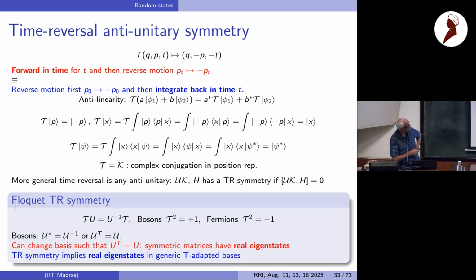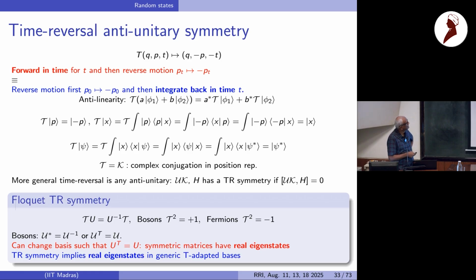So a canonical time reversal, for instance, is freezing position and reversing momentum and going back in time. What it actually means is that if you go forward in time for a time t and then reverse the motion, which means inverting the sign of the momenta, this is the same as first reversing the momentum sign at time 0 and then integrating back in time for a time t. These two states should match. So then you will call such a system having a time reversal symmetry.